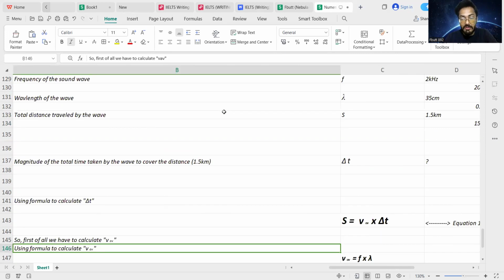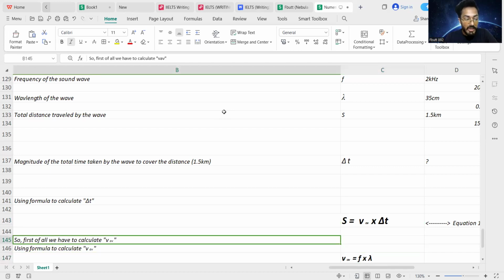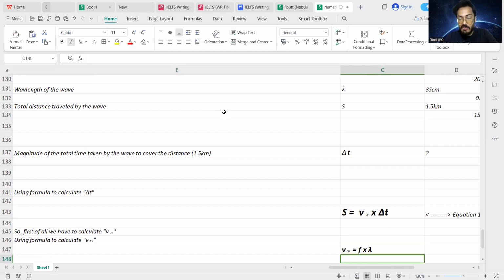We know that the examiner has given us the frequency of the wave, the wavelength of the wave, and the total distance covered by the wave, but we have to find the total time taken. We don't have the magnitude of the average speed with which the sound wave is traveling. So to calculate the average speed, I have to multiply the frequency of the wave with the wavelength of the wave. So first of all, we have to calculate average speed. Using the formula, average speed is equivalent to frequency multiplied by wavelength.